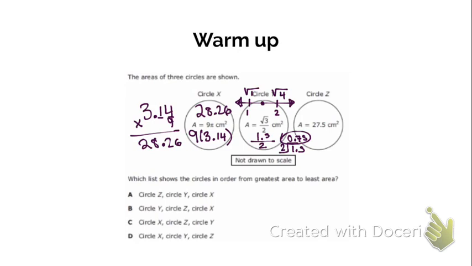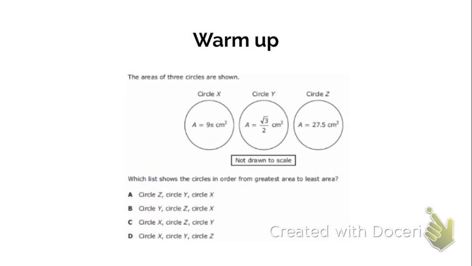So remember, we're going to order these numbers from greatest to least. The greatest number is going to be 28 and 26 hundredths, which is circle X, followed by 27 and 5/10, which is circle Z, and lastly, circle Y with 75 hundredths. So circle X, circle Z, and circle Y, and that should give us answer choice C.